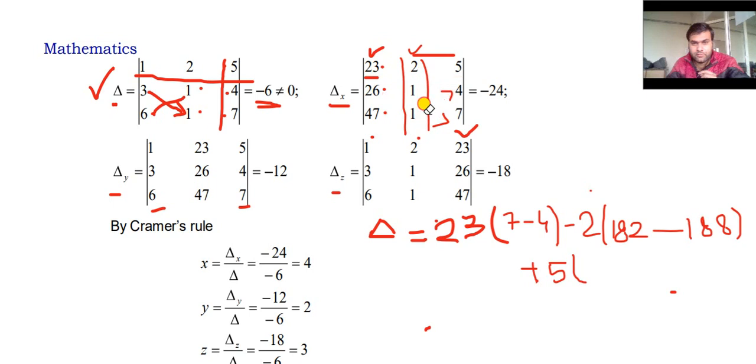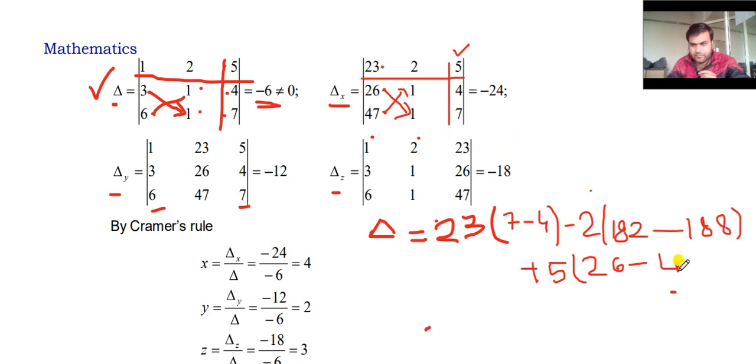Then we have to erase all the things. Okay. So we take this 5, so we hide its column and its row. What is remaining? 26 into 1, that is 26, minus 47 into 1, that is 47. Okay. So 7 minus 4, that is 3, and when 3 is multiplied with 23, that is 69.